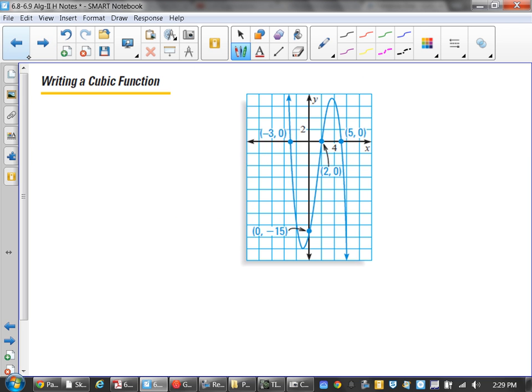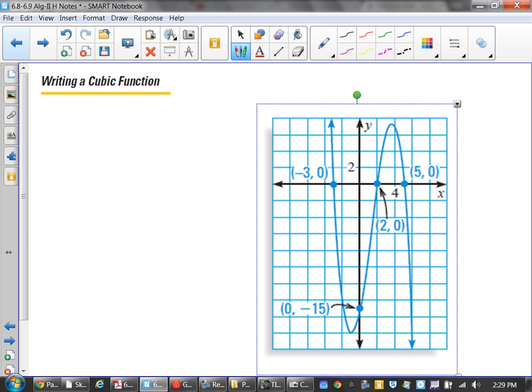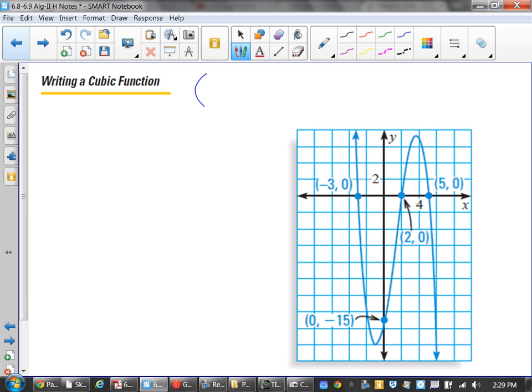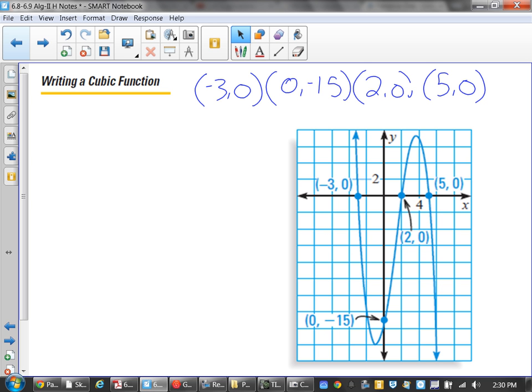Okay. So let me get to the other part of this that I wanted to talk about today, and that talks with how do you write out a cubic function if you're given sets of ordered pairs. So what's going to happen here is that I'm going to ask you to write out a cubic function. If it's a cubic function, what does that mean the degree is going to be? 3. It's going to be a third-degree polynomial.